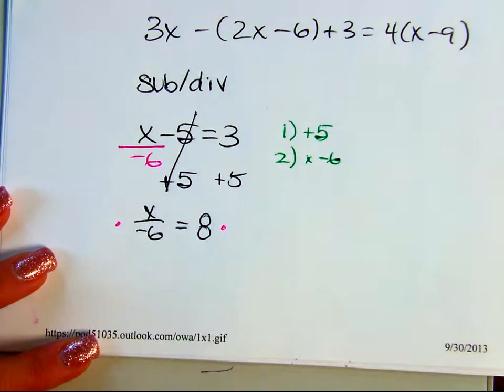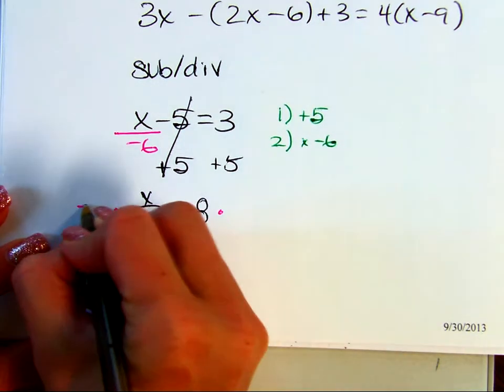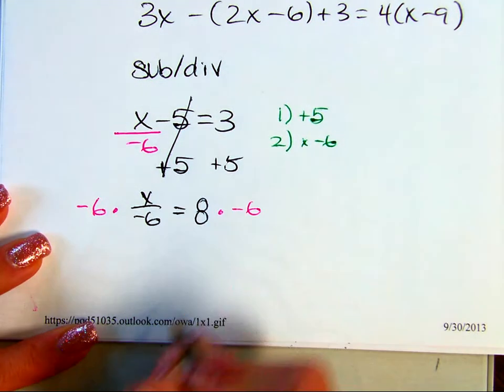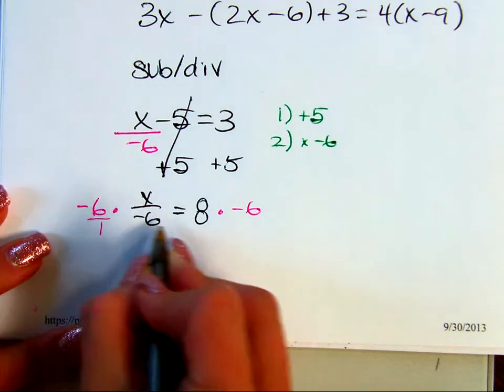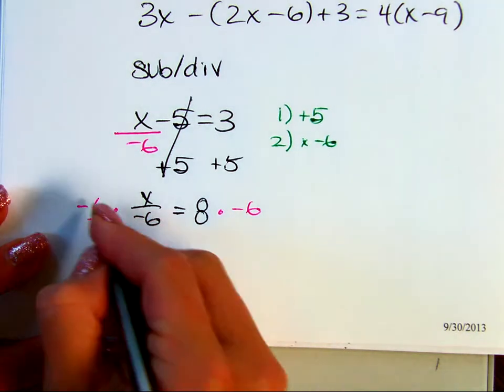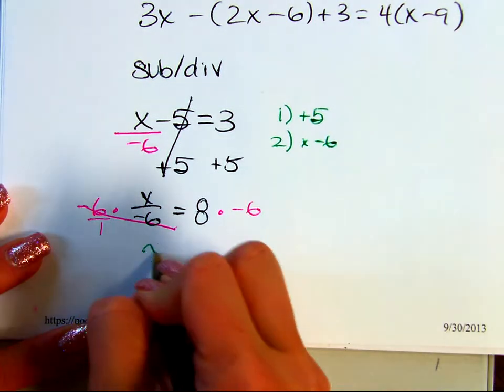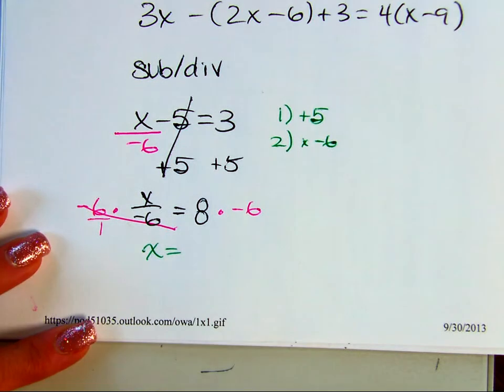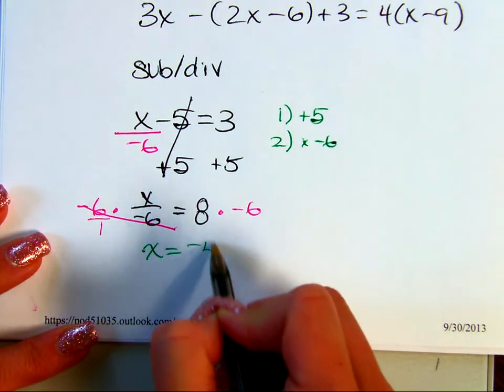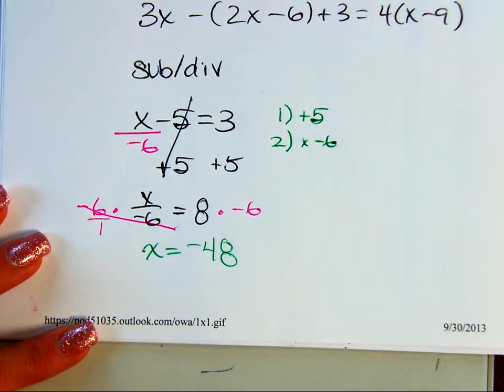Now I want to cancel this out, which means multiply both sides here, here. And remember that's really 6 over 1, which is why we're able to cancel it like that, which leaves me with my x by itself, which was the whole point, and a positive 8 times a negative 6, and that's your answer.